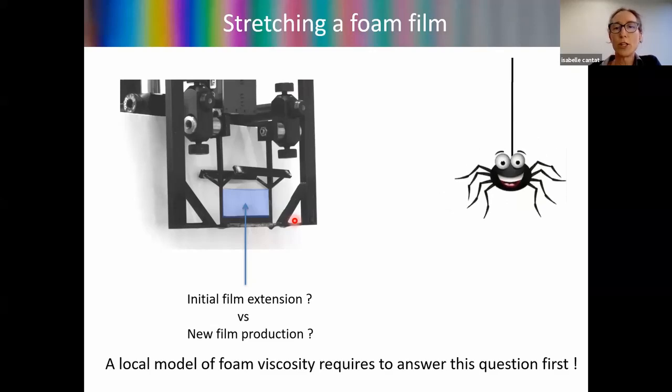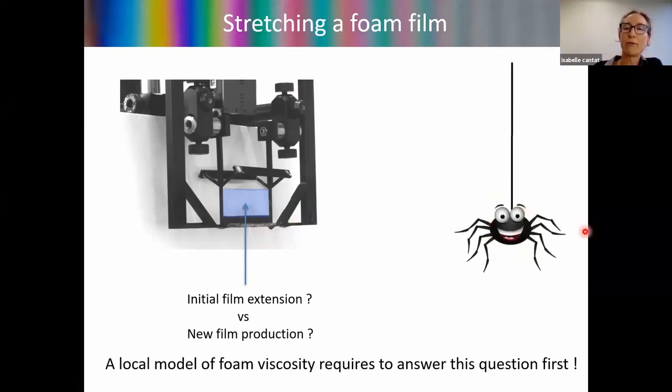This is exactly the same question as you can ask yourself, seeing this spider. Is the spider producing a new thread, or is it simply extending the thread that was initially here? So as people doing fluid mechanics, you will probably be convinced that you cannot build or predict the dissipation of such a liquid system if you are not even able to answer this simple question. Are you stretching the film, or are you producing new film? Those are very different possible deformations, and we need to do the experiment to answer the question.